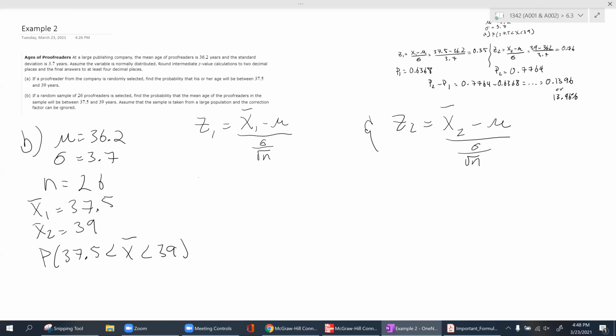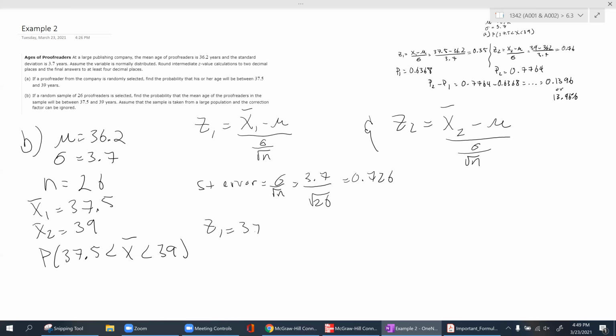All right, let me go ahead and plug in Z1. Your standard error here, let's go ahead and find the standard error. Standard error equals sigma over root n. This here ends up giving me 3.7 over root 26, and this here ends up giving me 0.726.